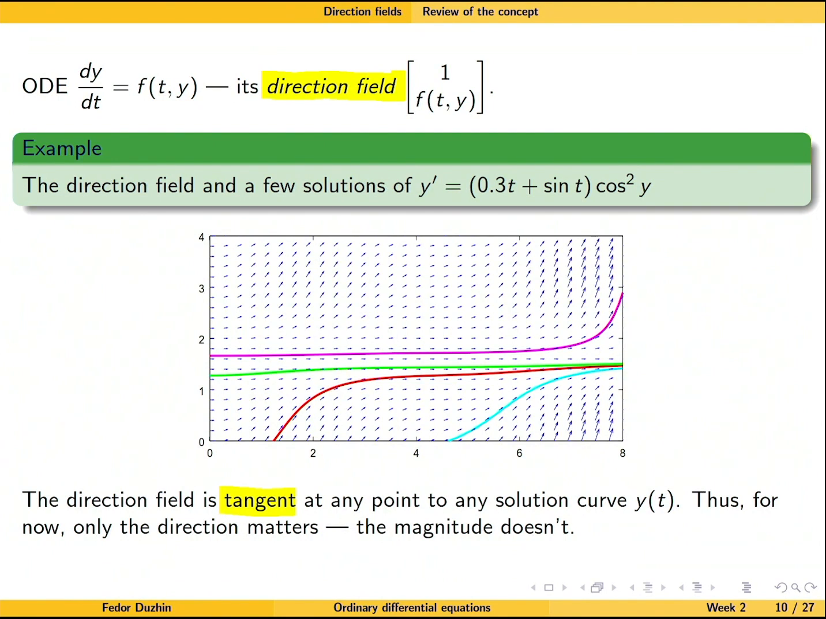So informally it means that our solution curves sort of follow the arrows, right? So if, say, you want to draw a solution that goes here, then it should be something like this. And so on.